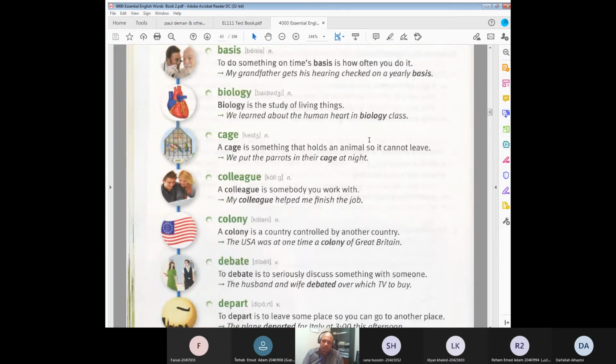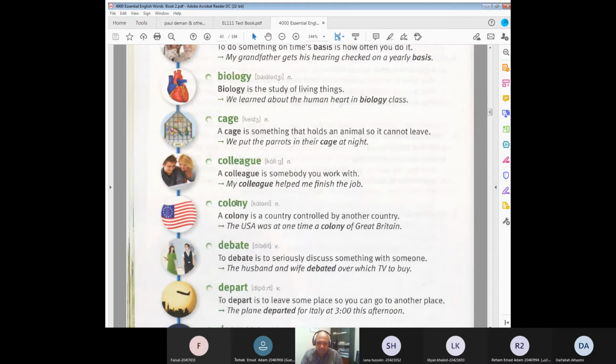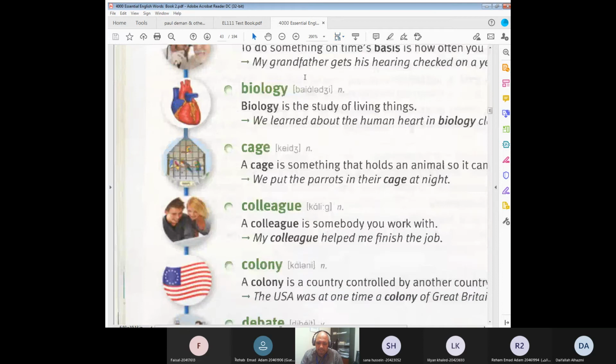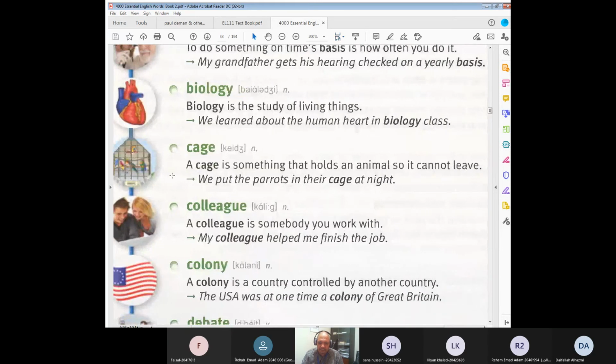Okay, so you have biology, and biology is a science, and it is the study of living things. We learned about the human heart in biology classes. You know what a heart is. Then you have the word cage. Can you see the cage? So a cage is something that holds an animal so it cannot leave. So we put the parrots in their cage at night.